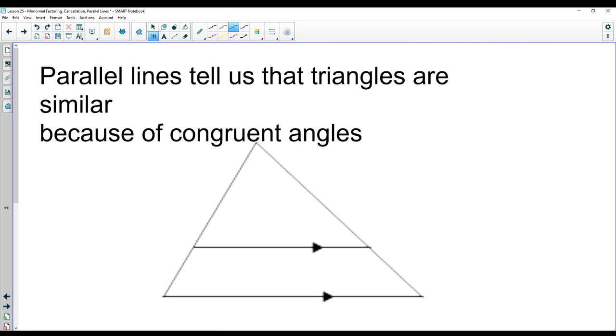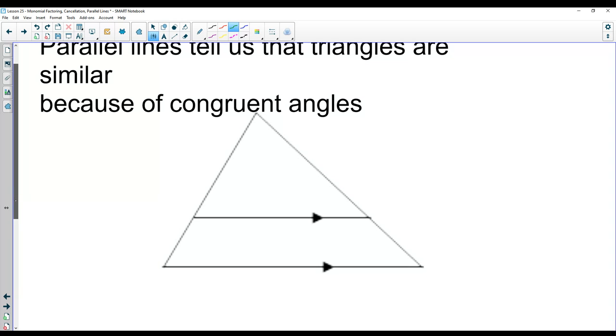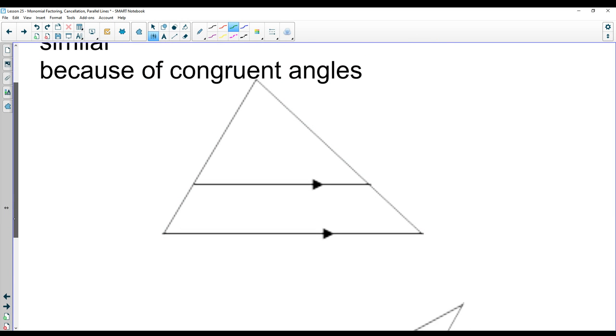All right, let's end up with some geometry. Let's talk about parallel lines. They tell us that triangles are similar because of congruent angles. So we've done lots of things with similar triangles, overlapping triangles, what have you.